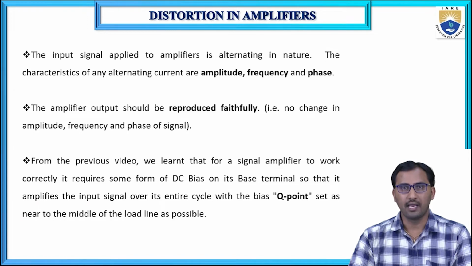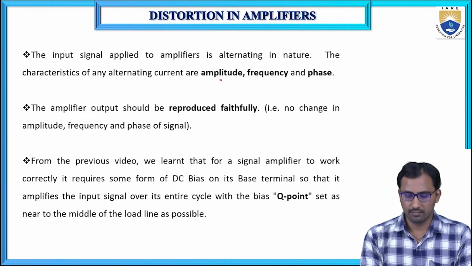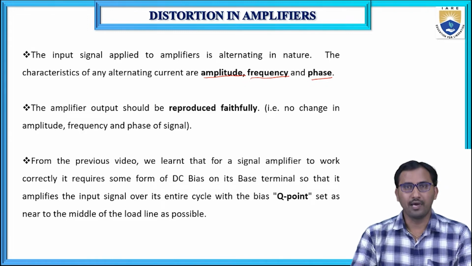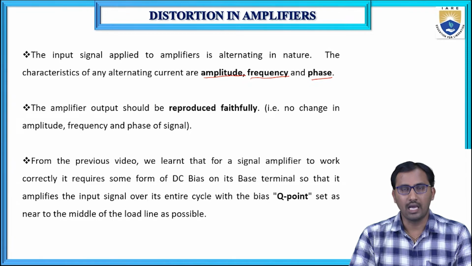Basically, for any amplifier, we are applying an AC signal, an alternating signal. The alternating signal consists of three main characteristics: amplitude, frequency, and phase. When you apply any input signal to the amplifier, you will get the amplified version of the given input signal at the output of the amplifier.